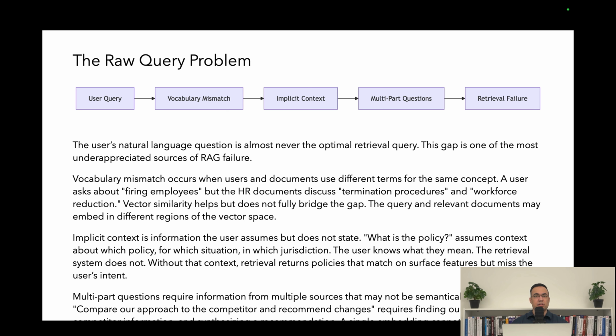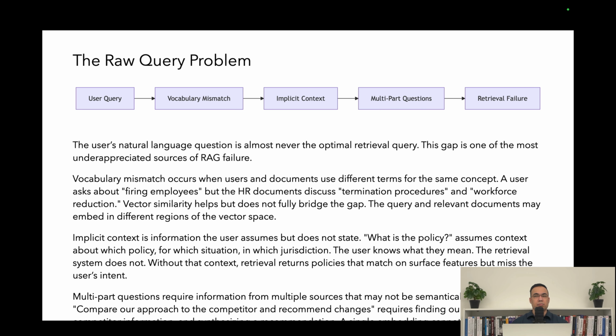The first issue is the vocabulary mismatch. Users and documents often use different terms for the same concept. A user can ask about, let's say, "firing employees," but the HR documents discuss terms like termination procedures and workforce reduction. Vector similarity helps to bridge this gap, but this does not fully solve it. The query and relevant documents may embed in different regions of the vector space.